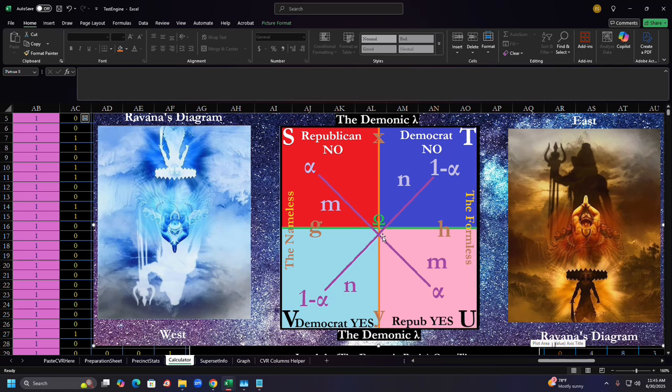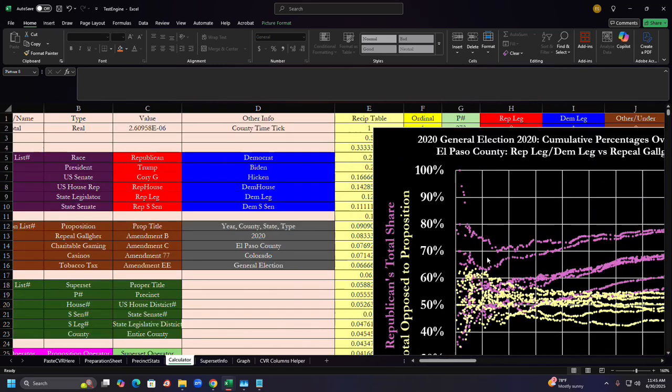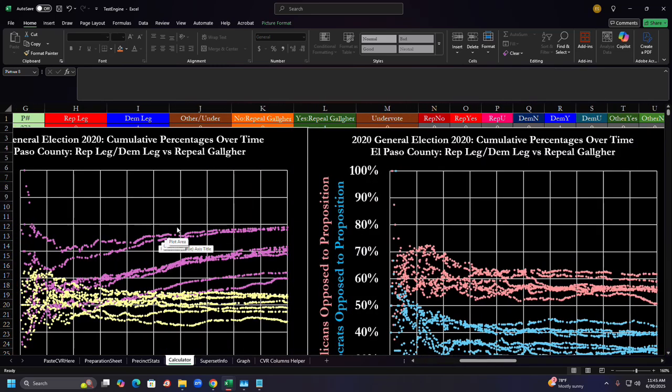Now, if we look at the diagonals, the red diagonals versus the blue diagonal, that's just the Democrat vote versus the Republican vote. We have a ratio for that. It's called alpha, and it's purple. And that's why we use purple for Trump's total share of the vote. Okay?